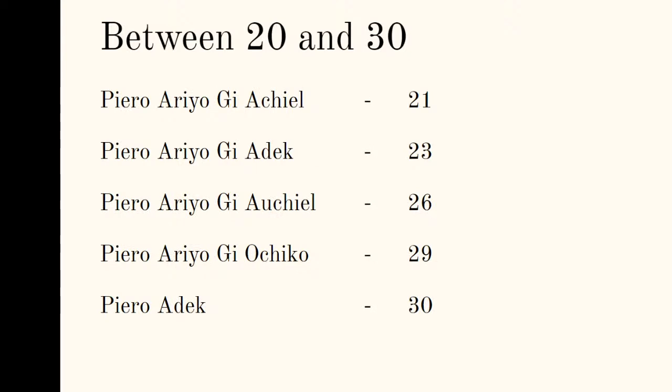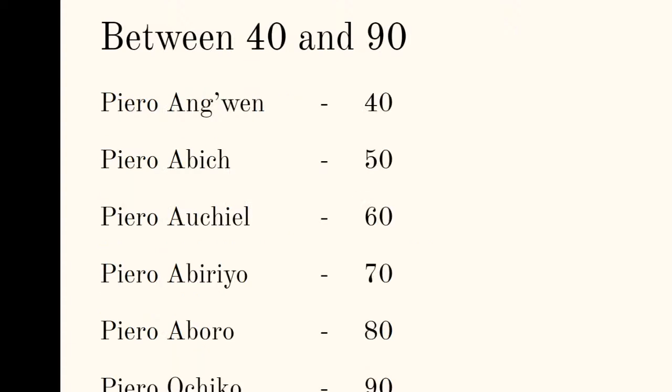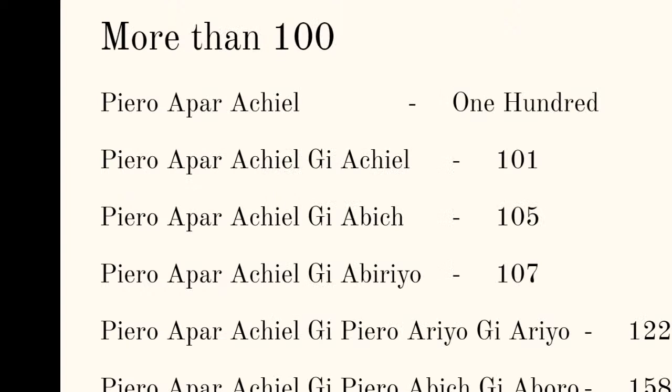And now let me go back to after 90, then what? So after 90, you will have 100, which is Piero apar achiel. That is 100. Even though we are very much used to saying mia achiel, mia achiel is a corrupted Swahili. That is Swahili for 100. The correct word is Piero apar achiel.